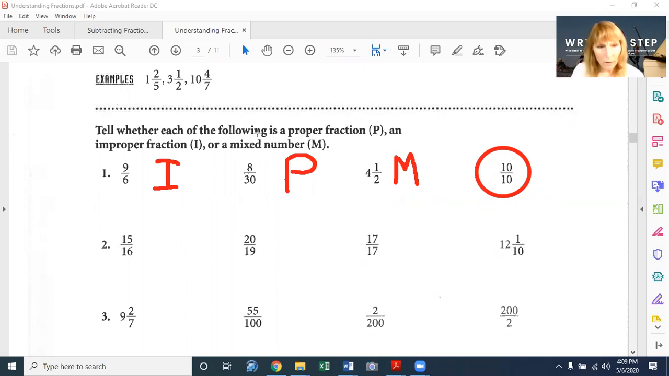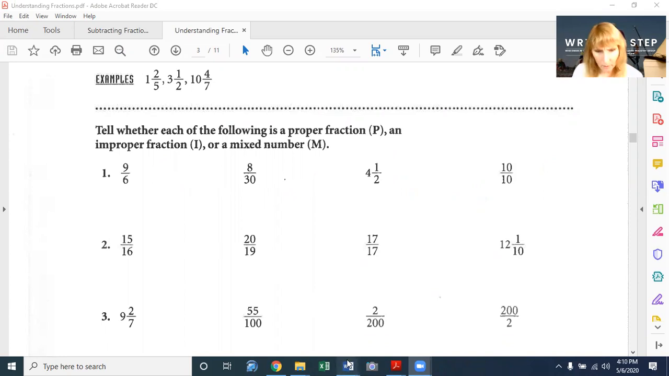So what do we think? Is it proper? Could it be written that way? Do you normally see a fraction 10/10 written like that? Not normally, right? So we are actually going to call it improper. It is improper because you can rewrite 10/10 as 1. Any number over itself is 1. So 10/10 is 1. 20/20 is 1. 1,000 over 1,000 is 1. 1,000,000 over 1,000,000 is 1. They all equal 1. So on this part of the packet, you're going to be writing I, P, or M. All right, let's go on from there.